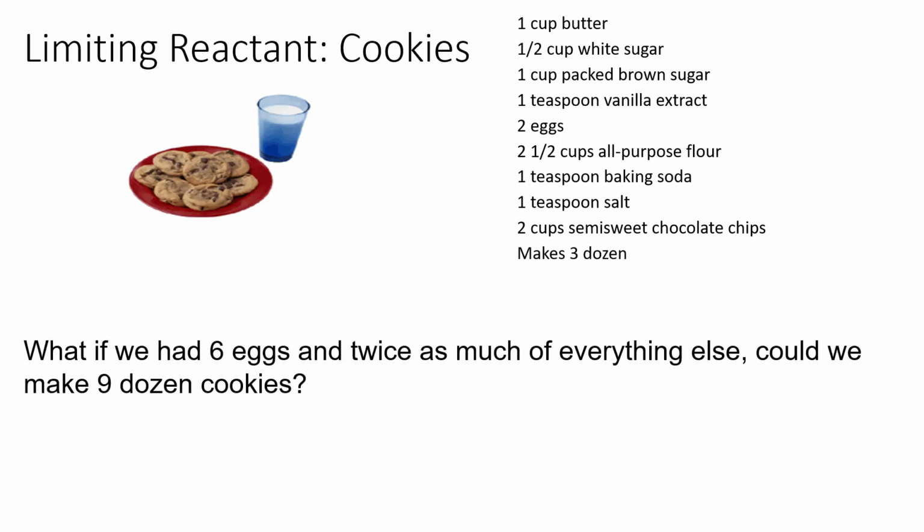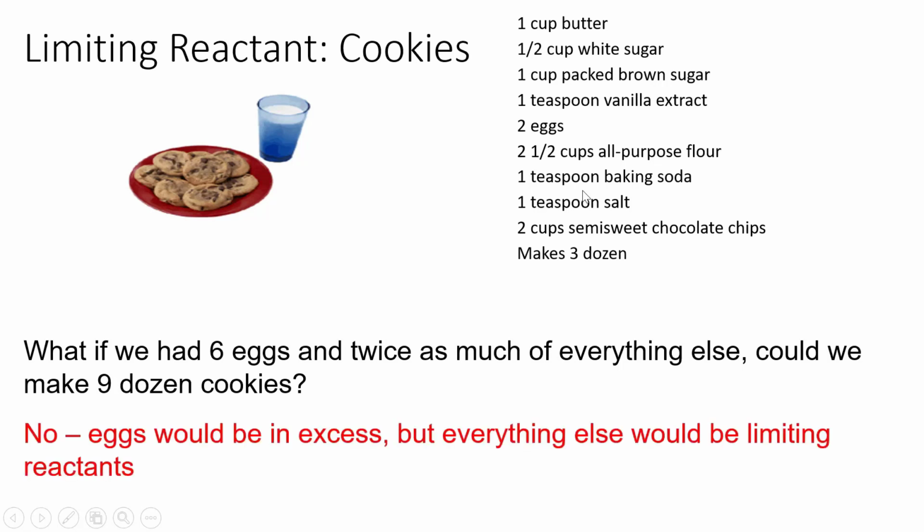Let's look at another question. What if I had 6 eggs, instead of my 2 eggs, and then only twice as much of everything else? So I just doubled up everything else, but I tripled up the eggs. Could we make 9 dozen cookies? Well, the answer again is no. I'd have 2 extra eggs left over, but everything else would be limiting in that situation. So I can make 6 dozen cookies, but I couldn't make 9 dozen cookies.